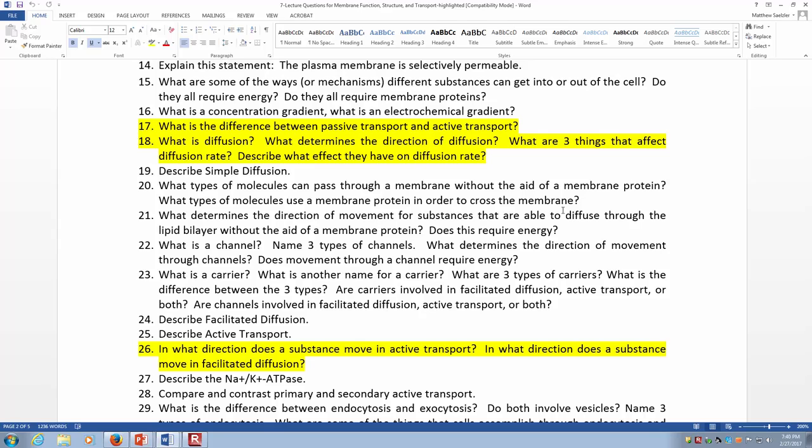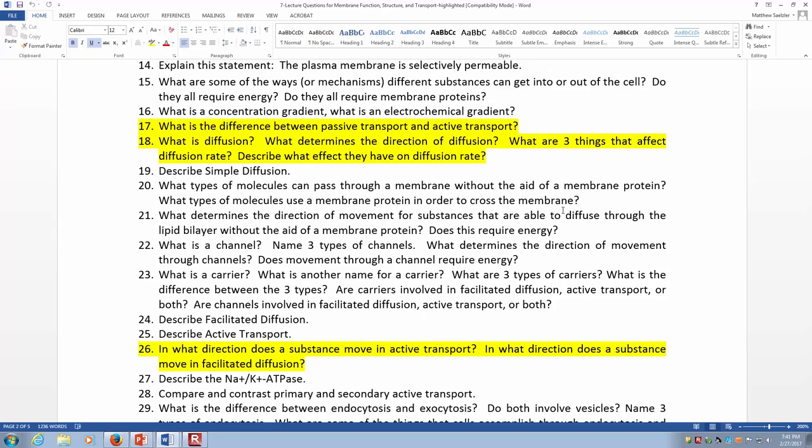So can someone describe to me for 18 what happens in diffusion? Or just give me the definition of diffusion is basically what I'm looking for. Yep. It's the net movement of molecules from higher concentrations to lower. Right. And what determines the direction that something moves when it moves by diffusion? Concentration gradient. Right, the concentration gradient. And then what are 3 things that affect diffusion rate that we talked about? Molecular weight. So temperature, molecular weight, and concentration gradient, right?